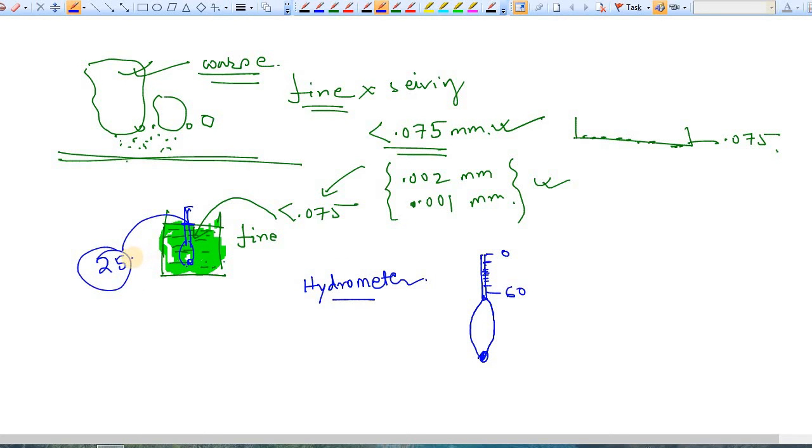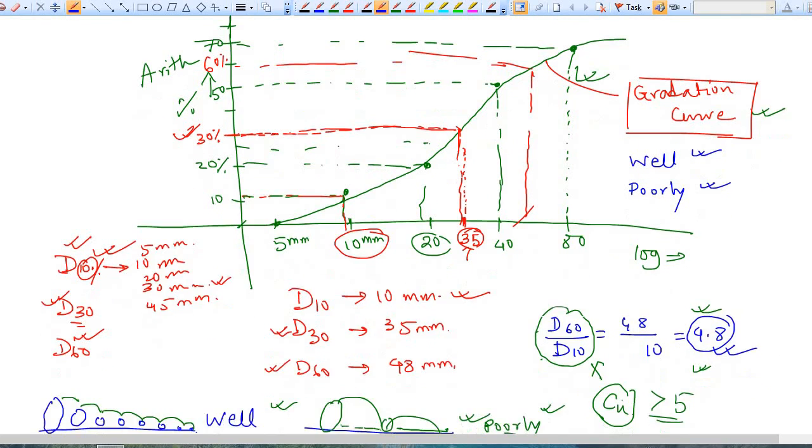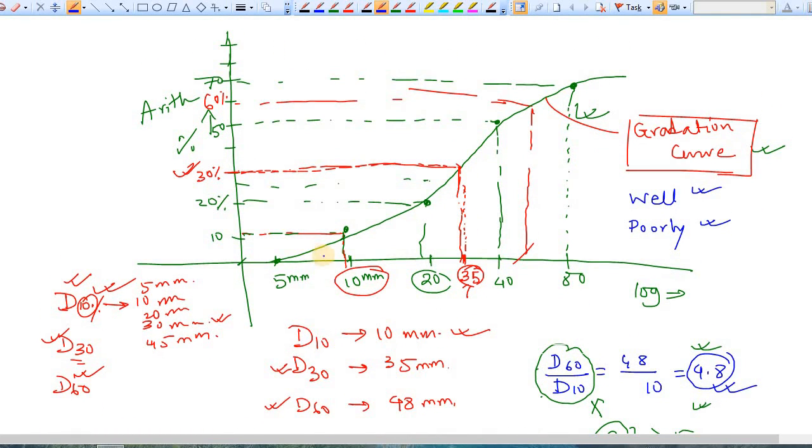Now what does this reading of 25 mean? Well, what do you need for drawing a gradation curve? Well, a particle size. Let's say this is the particle size here. Let's say this is 15 mm.